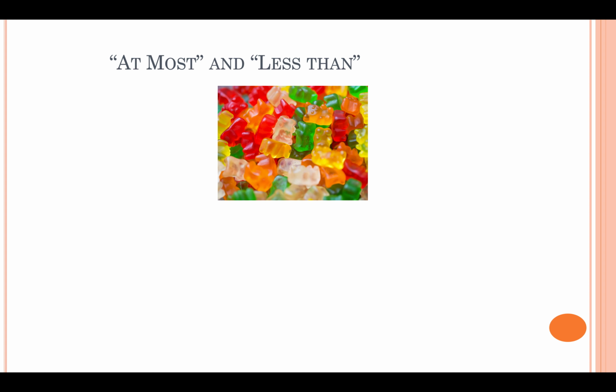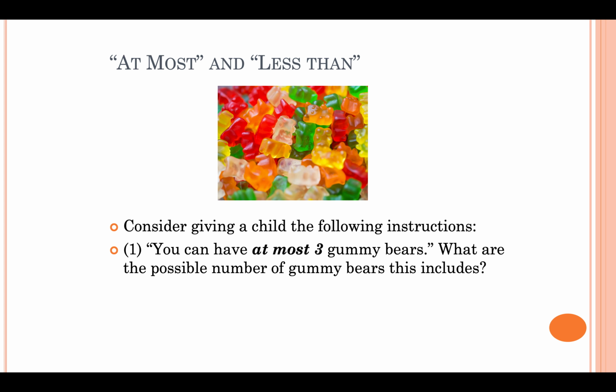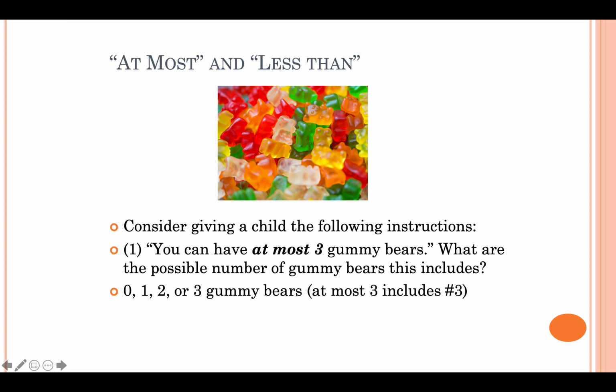Two concepts that we need to understand, especially as we approach word problems in this lecture: at most and less than. So let's suppose that we have a lot of candy, gummy bears, and we tell a child the following instructions. You can have at most 3 gummy bears. What are the possible number of gummy bears that this includes? So when you tell a child at most 3, it refers to the numbers 0, 1, 2, or 3. At most 3 includes the number 3.